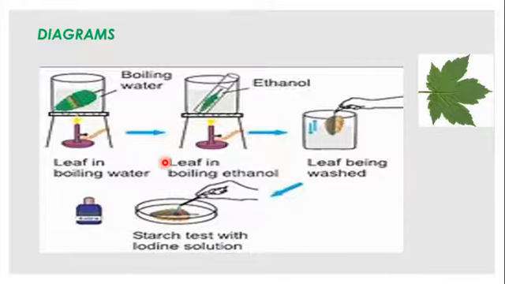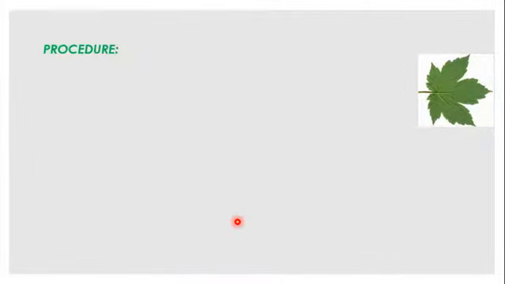So look at the diagram carefully once more. The leaf is boiled in water to expose the starch grains. It's now heated in alcohol to remove the chlorophyll, washed in cool water to soften it, and now it's placed on the towel with few drops of iodine solution released on it. So now let's move on to the procedure.